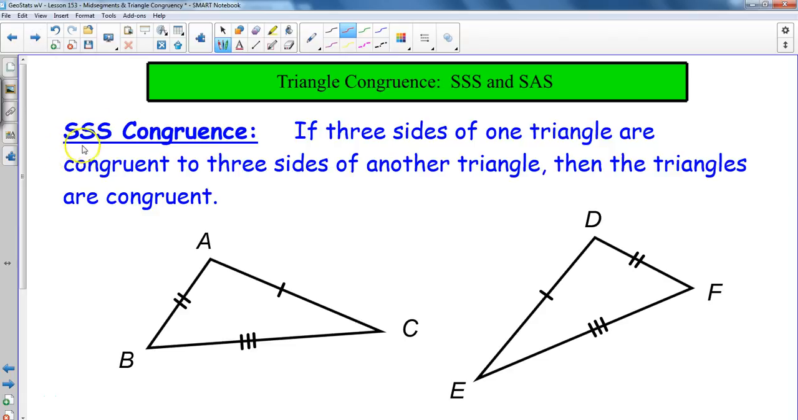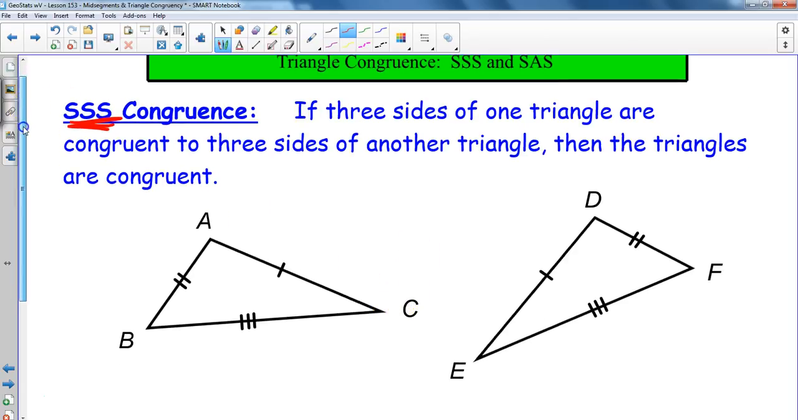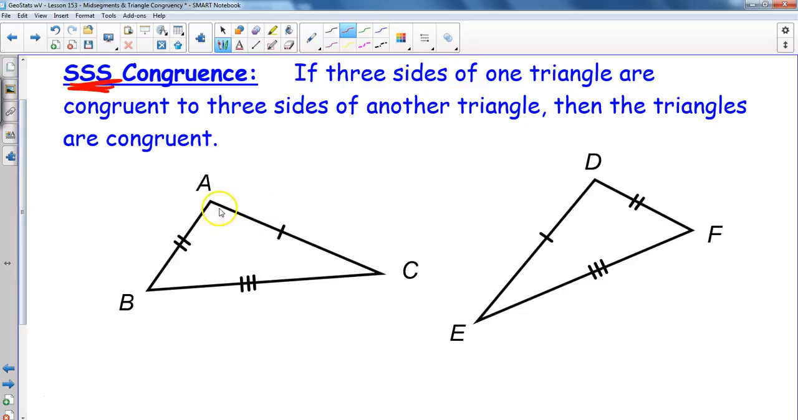The first shortcut that we're going to look at is side, side, side. What this says is if you have two different triangles and all three pairs of corresponding sides are congruent, there's no way to create two different triangles if we know that all three pairs match up. Okay, so here they're telling you that AC is congruent to DE. They're telling you that AB is congruent to DF, and BC is congruent to EF.